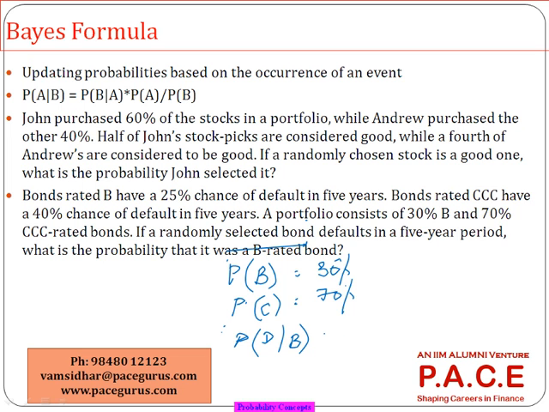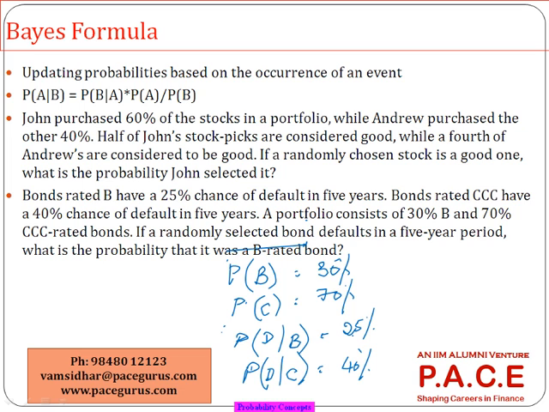So writing it in probability language is very important for us. Right? This we are saying is 25%. And we are also saying bonds rated C have a 40% chance of default. Probability of default given C is 40%. This is the information we have. Okay, nothing else. So if a randomly selected bond defaults in a 5-year period, now we have information that the bond has defaulted.